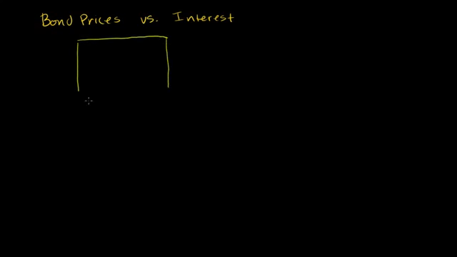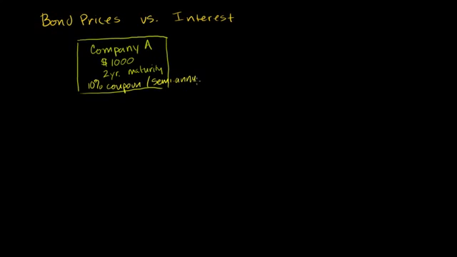So let me just write this down. This could be company A. It doesn't just have to be from a company. It could be from a municipality, or it could be from the US government. And let's say it's a bond for $1,000. Let's say it has a 2-year maturity, and that it has a 10% coupon paid semi-annually. So these are semi-annual payments.